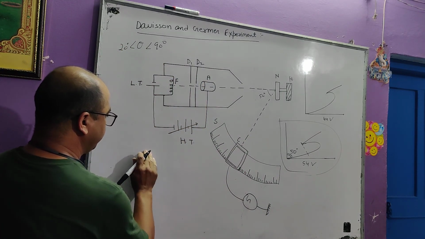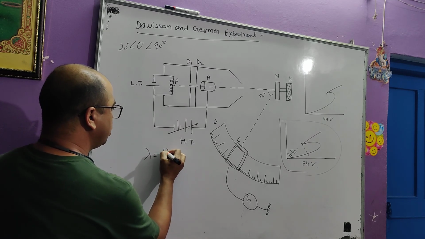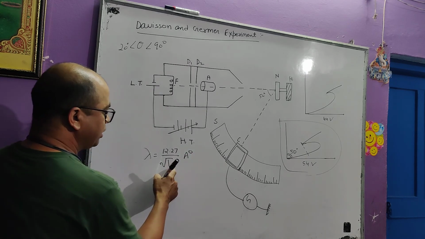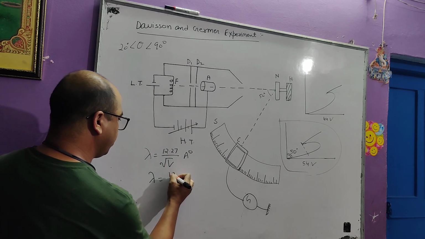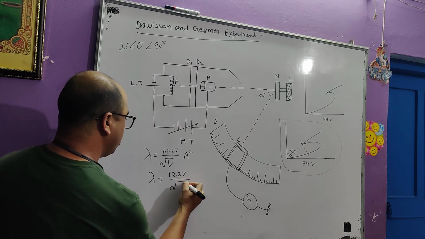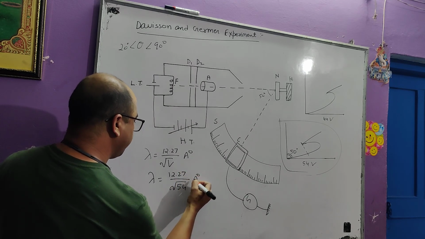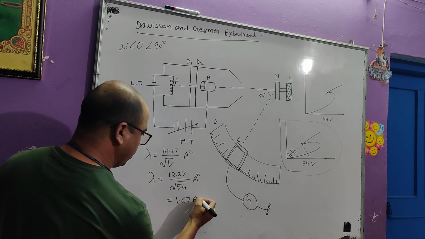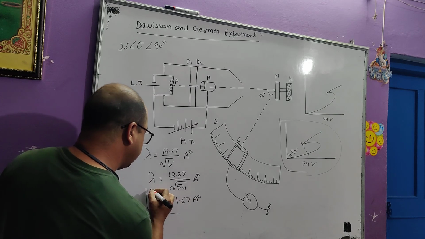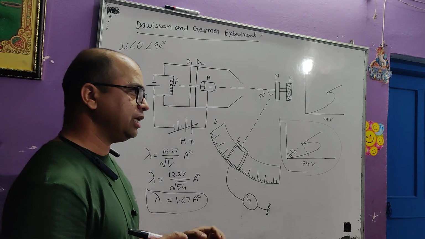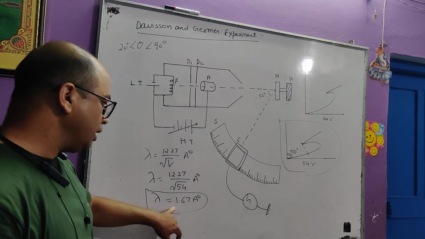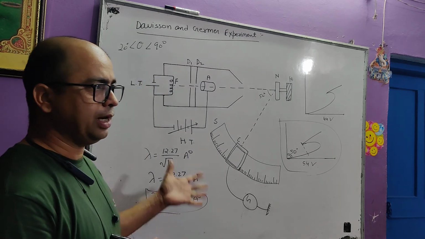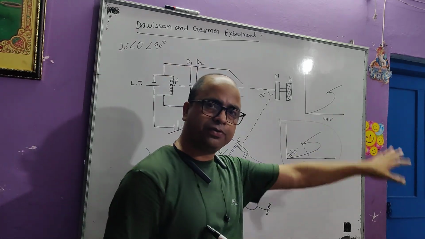The formula for de Broglie wavelength is lambda equals 12.27 over root V angstrom. For the potential of 54 volt, 12.27 over root 54 angstrom is about 1.67 angstrom. When they considered the electron as a particle, the wavelength was 1.67 angstrom. This is the wavelength of the electron when the potential was 54 volt.